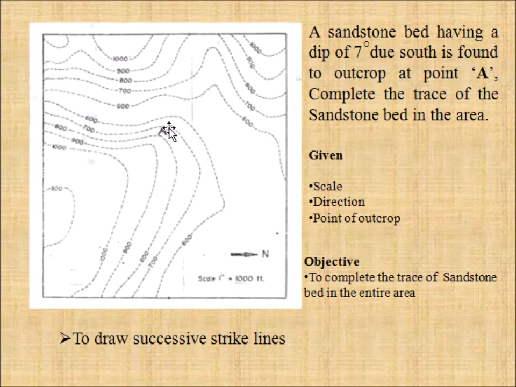Now suppose this outcrop or this rock type is important, we would definitely like to know what is the distribution of this bed or this sandstone bed in the entire area. Now if we don't do this exercise, we'll just keep on wandering in the area where that rock type is. But with this given information, we can have a precise mapping of the sandstone bed. So our objective here is to complete the outcrop of the sandstone bed.